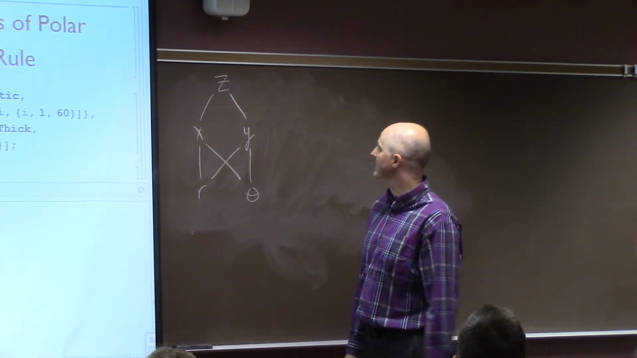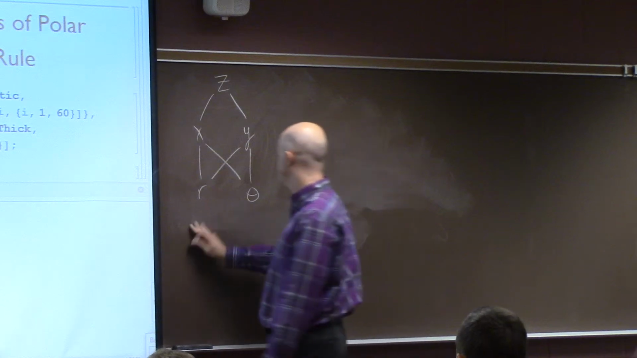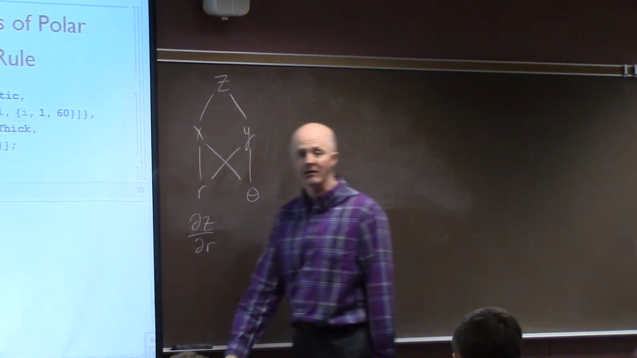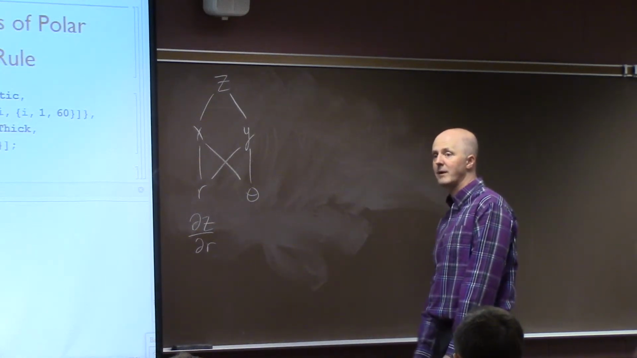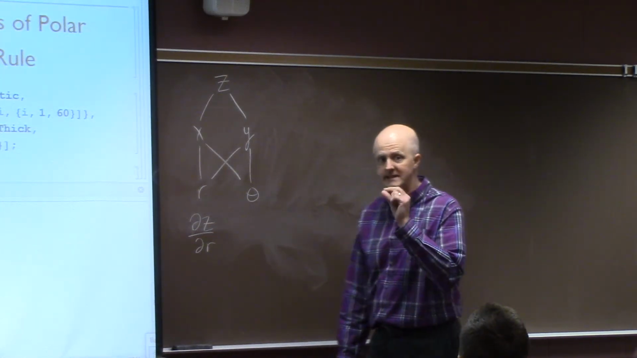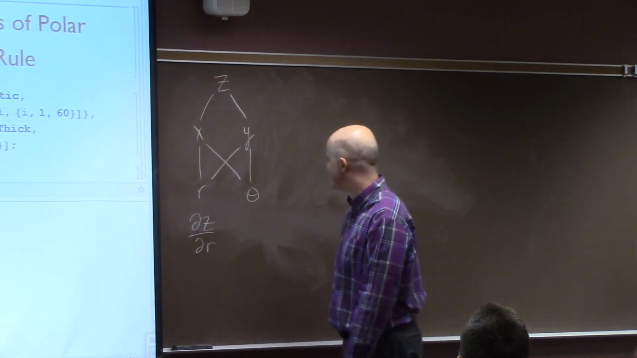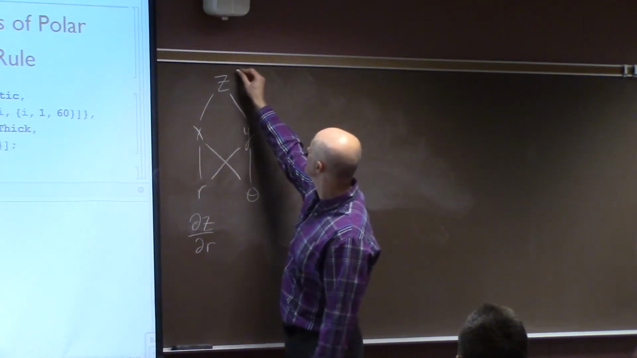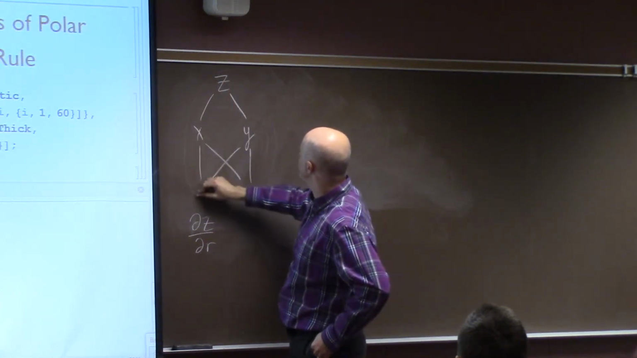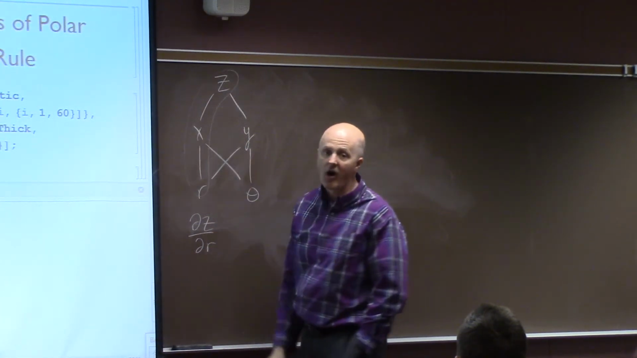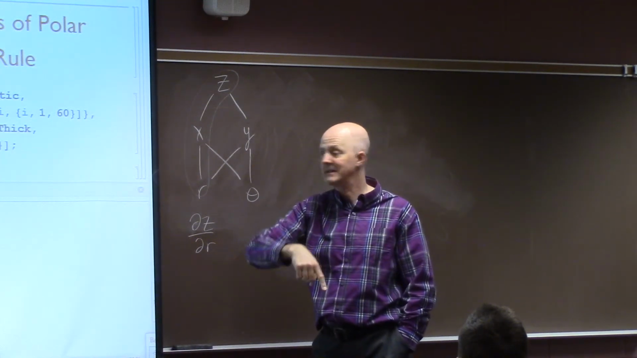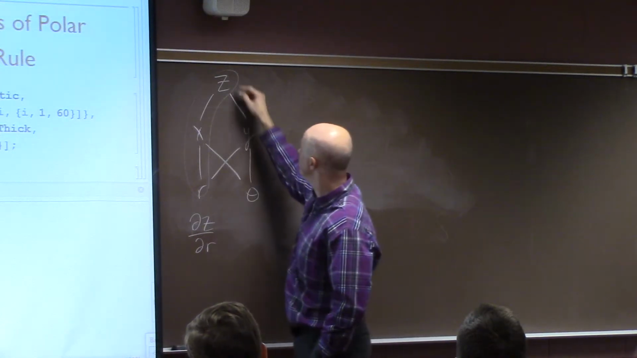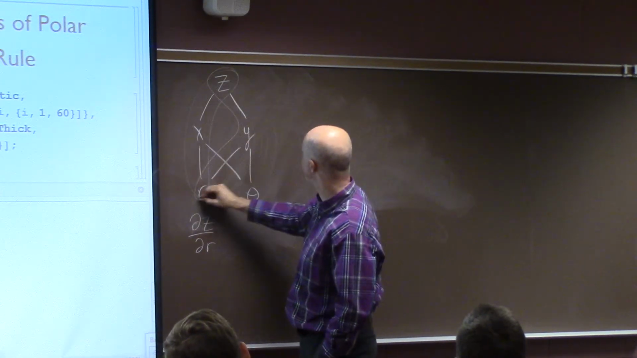Why am I doing this? Why am I drawing the diagram? It's going to be helpful in helping me figure out how to differentiate z with respect to r, for example. I'll find the rate of change of the temperature with respect to small changes in the radial coordinate. What you want to do is look at the diagram and identify all the different paths through the diagram to get from that variable to that variable. In this case, there's two. This path here, or this path here.